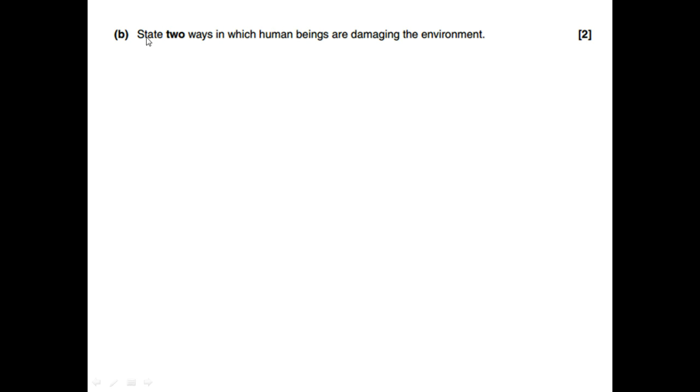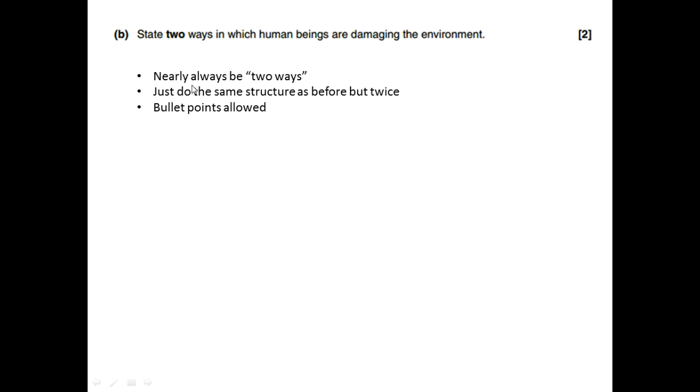So now question B. State 2 ways in which human beings are damaging the environment. For question B, it's nearly always going to be state 2 or give 2 ways, so it's usually going to refer to 2. Thankfully with this we can do pretty much exactly the same as the structure for question A, only twice. We can do this in a bullet point structure. This might look something a bit like: simple 1 word answers, littering and burning of fossil fuels. You are allowed to put bullet points in the exam.